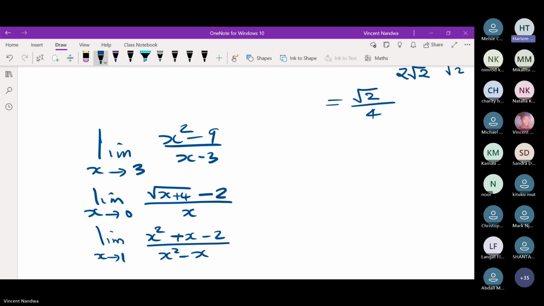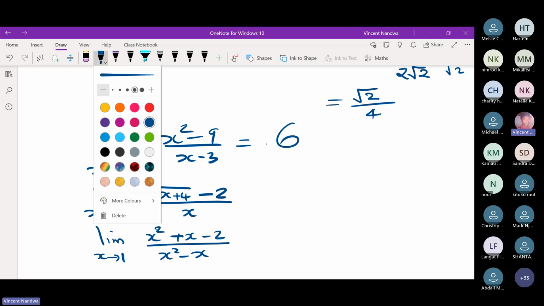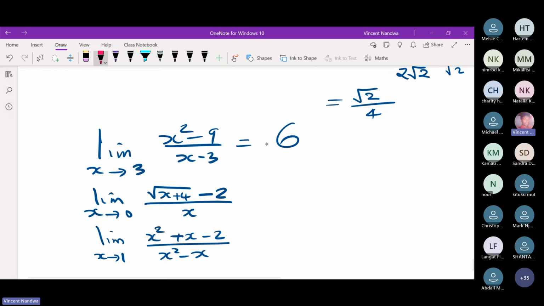First one is 6. Correct. Which method have you used to get that 6? Factorization. Correct. So if you use factorization, you get the first limit to be 6. That's true. Second one?